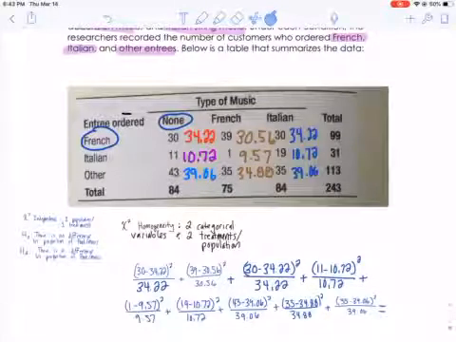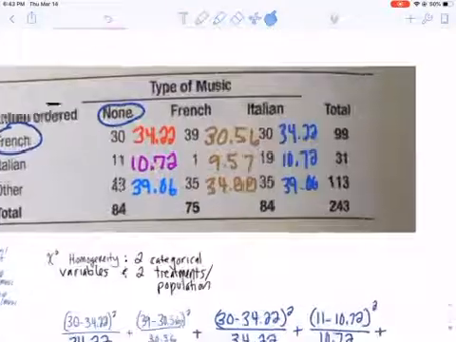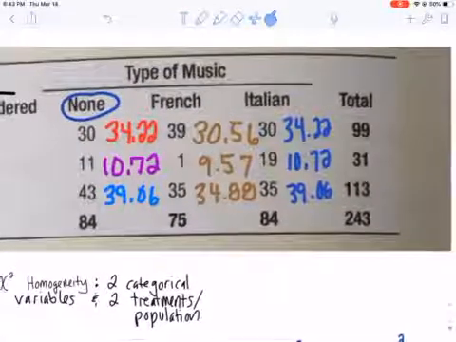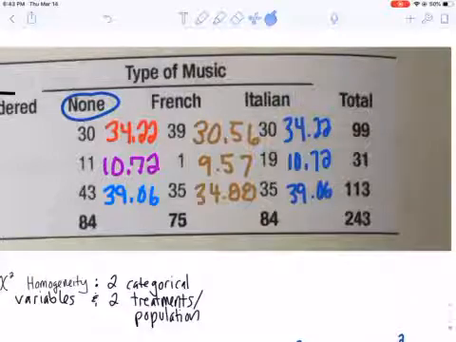Last we were here, we were talking about calculating the expected counts for our chi-square distribution. So, I did my expected counts. Hopefully you did too, and these should be the values you got. So, we're going to talk about our conditions a little bit.